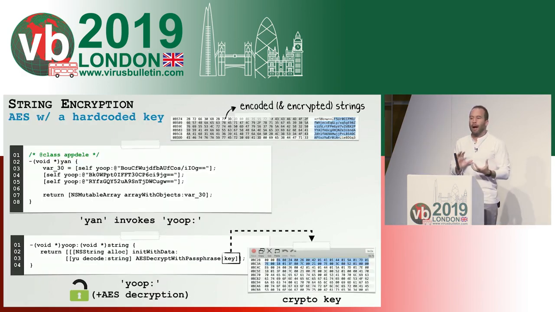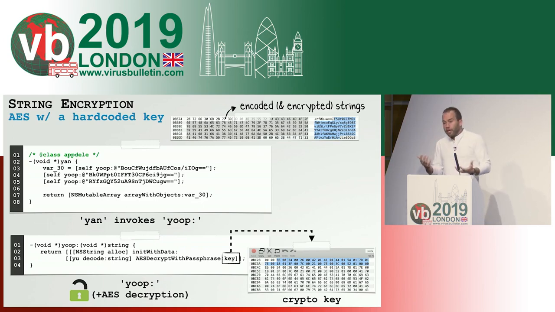First, though, we have to talk about the malware's string encryption, as the malware contains many encrypted strings embedded directly in the binary. Of course, if we can somehow decrypt the embedded strings, our understanding of the malware and its capabilities will be much easier, because likely the strings that are encrypted are related to what it does, how it functions. So if we look at the malware's decompiled code, we can see a method named yan that invokes something named yoop. This method first decodes a string and then calls into an AES decryption routine that decrypts a string with a hard-coded key.